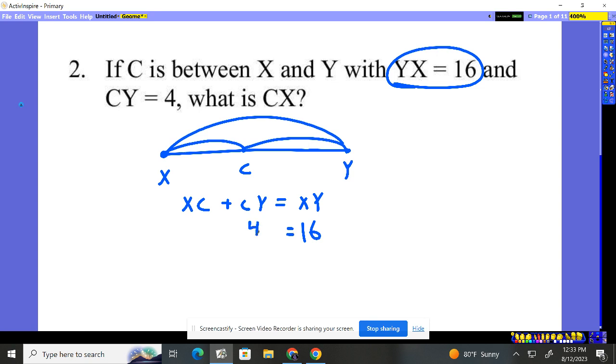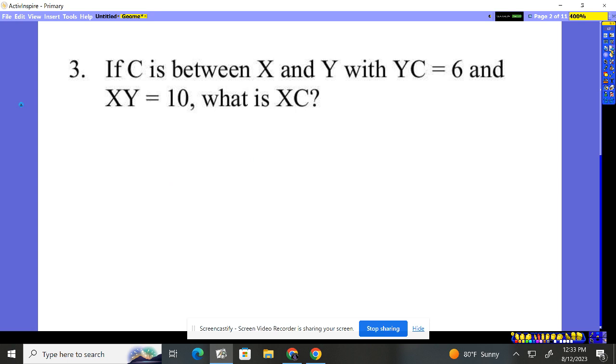And it says, so what is this XC or CX? You can write it either way. What's the distance from C to X or X to C? Well, here we subtract 4. We can see CX is 12. So we know it's 12, and it makes sense. This is 12, this is 4, the whole thing adds up to 16. We must write that equation each time, and we'll never mess the problem up.